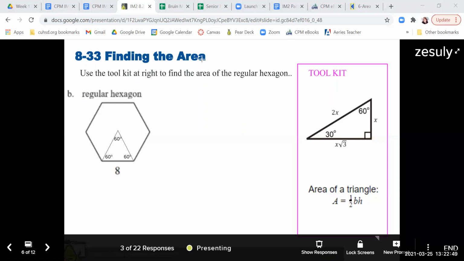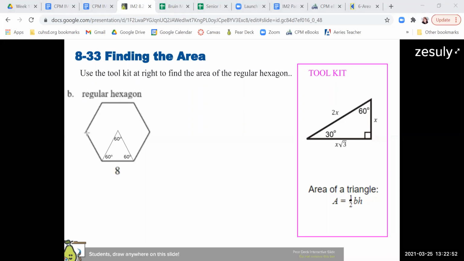Well, right now I only see one triangle, but what we can do is kind of imagine how there are actually several other triangles in here. You see? So if I connected all these lines up, now I have 1, 2, 3, 4, 5, 6 identical triangles. What I'm going to do is first concentrate on how to find the area of the one triangle, and then I'll times by 6 at the end. So in the previous problem, we found the one triangle and multiplied by 4 because we had 4 triangles in a square. Now we have 6 triangles in a hexagon.